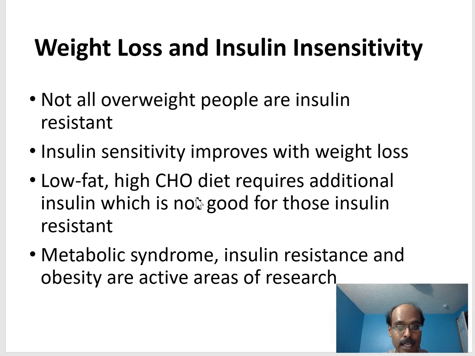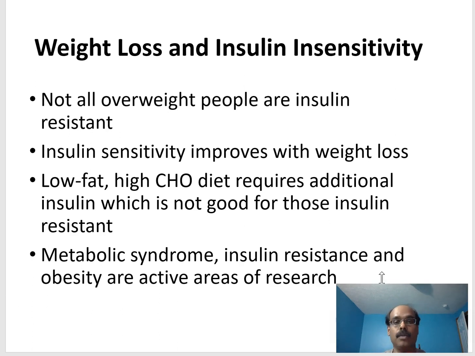And a low fat, high carbohydrate diet is not good for someone who is type 2 diabetic, because whenever you consume a high carbohydrate diet, you will have to make insulin, and you have to utilize insulin to decrease the blood glucose level. So maintaining the diet is very critical.